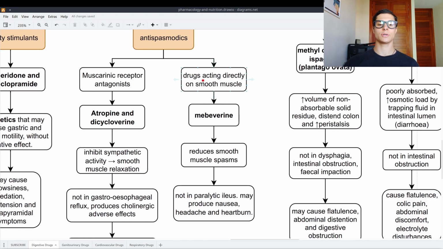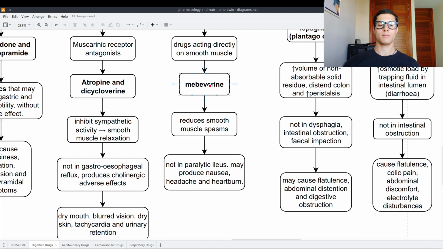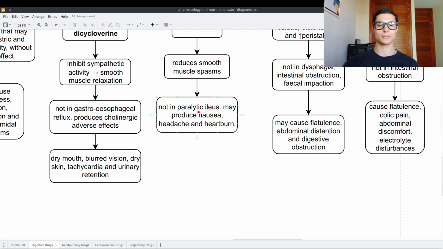On the other hand, we have the drugs acting directly on the smooth muscle. So here muscarinic receptors, and here directly. Here we have mebeverine, which reduces the smooth muscle spasms. It is not used in paralytic ileus and may produce nausea, headache, and heartburn, so reflux.